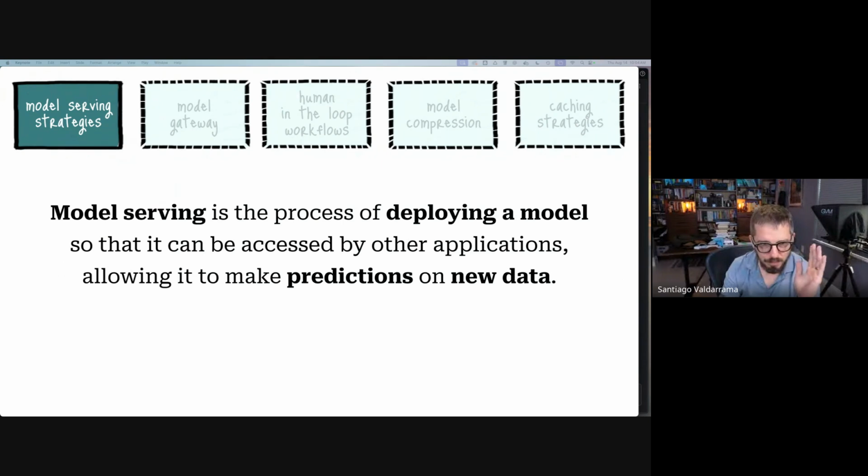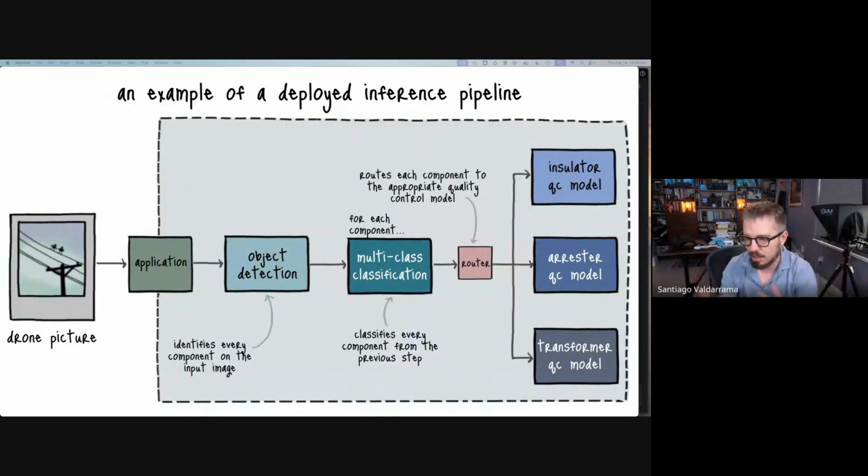Okay. So I want to show you here a few examples so you understand what this actually means. A few strategies that you could use and an example of what this actually means.